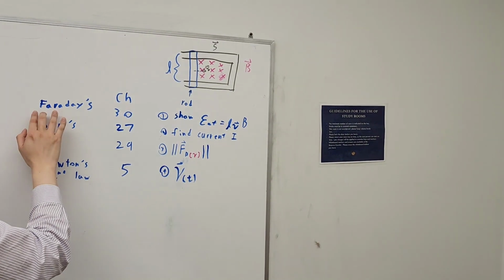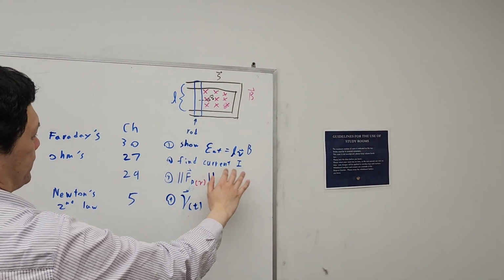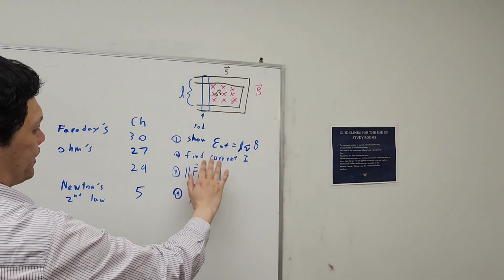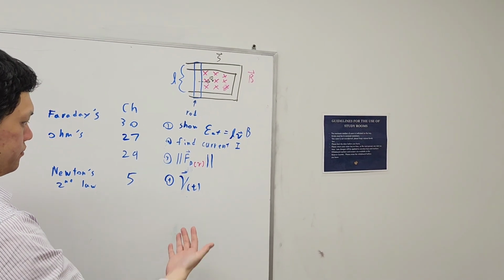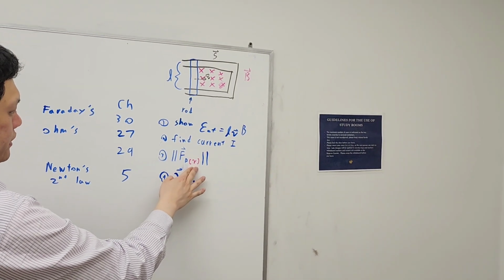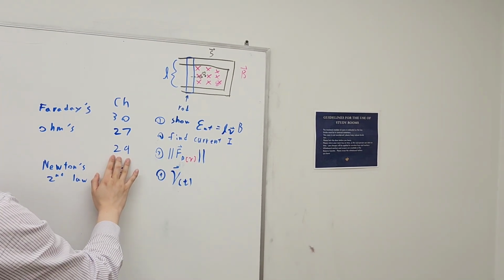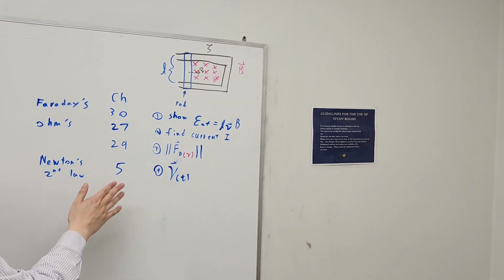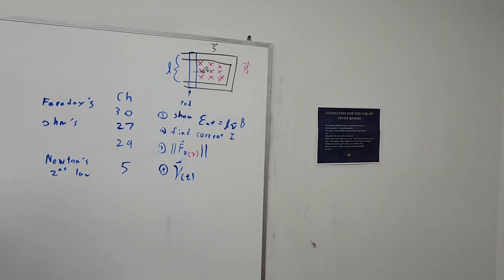This is chapter 30, and we're going to use Faraday's law. And then we're going to find the current. This is chapter 29. We're going to use Ohm's law. And then we're going to find the force of the magnetic field as a function of velocity. This will be chapter 29. And lastly, we're going to find the velocity function itself. This will be chapter 5, using Newton's law as well as a differential equation. Also in this question, we are not going to tackle how back EMF affects the current.